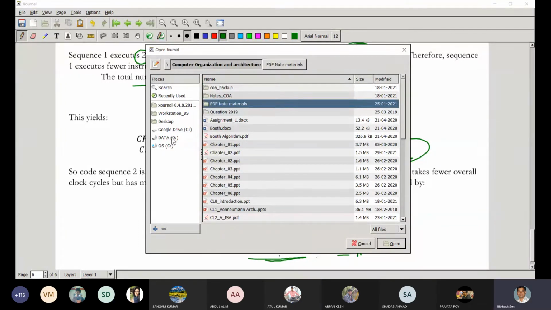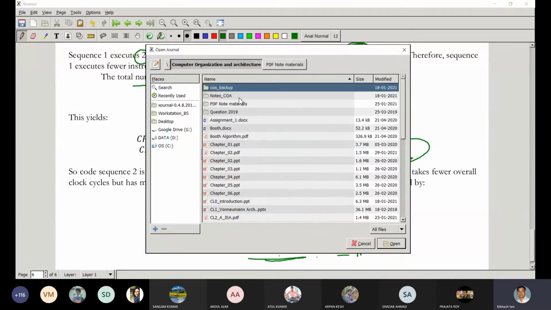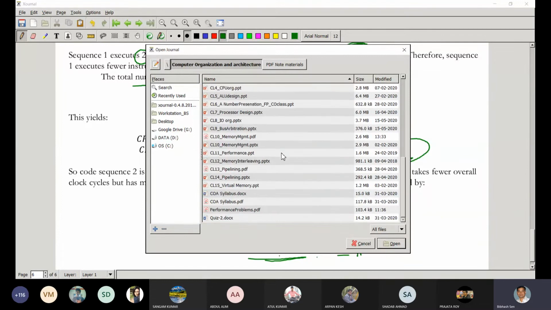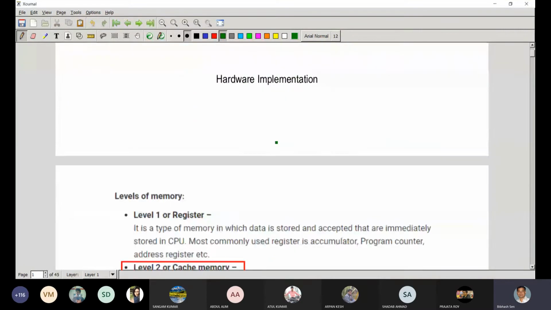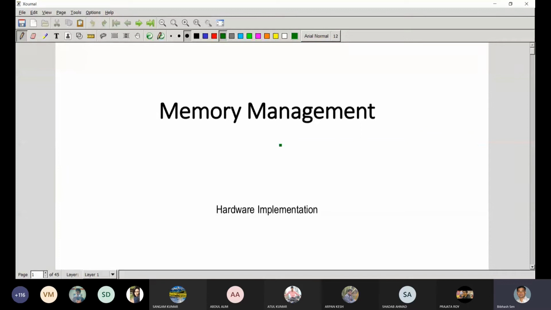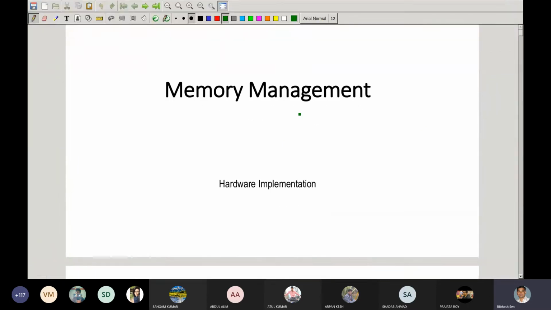Okay. So now we are moving towards our new chapter, and that is a very important chapter and my favorite chapter. So you can expect a lot of good questions from this chapter also. And that is our memory management. Very important chapter.